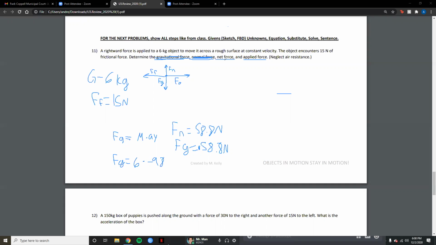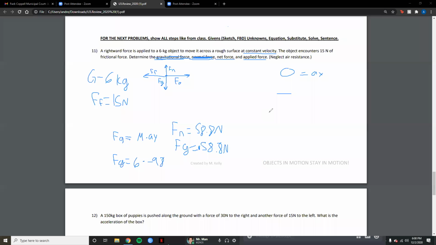Now we just need to find net force and applied force. Now one thing you guys need to read is it says a constant velocity. If something's moving at a constant rate of speed, what is acceleration? 0. So your acceleration for the x is going to be 0. So a of x equals 0.